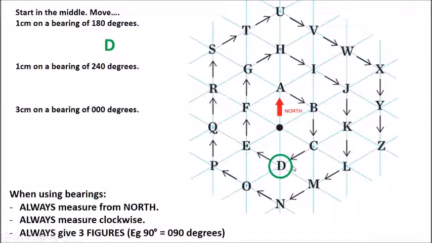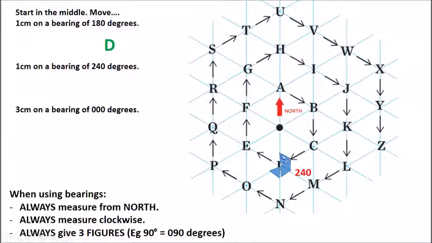If you're feeling confident with this, please pause the video and see if you can crack the code for yourself. If you're not confident, please just watch me explain it. Okay, so I'm on the letter D and I'm moving a bearing of 240 degrees. Well, bearings, we always start measuring from north. So I'm starting from here, and how many 60 degrees do I need to turn to get 240? Well, 60, 120, 180, 240.